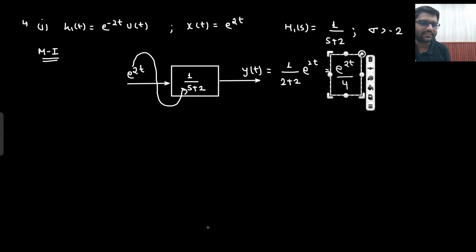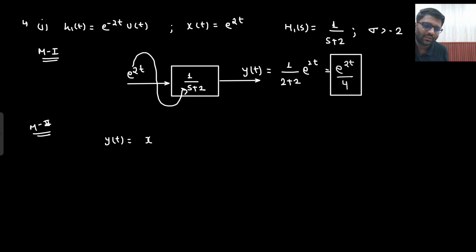Let's verify if this answer is correct or not. We will solve it by the basic method. What does the basic method say? Your y(t) would be equal to, this I am calling x1(t). So y(t), let's call it y1(t), would be equal to x1(t) convolution with h1(t). So y1(t) is equal to h1(t) convolution with x1(t).